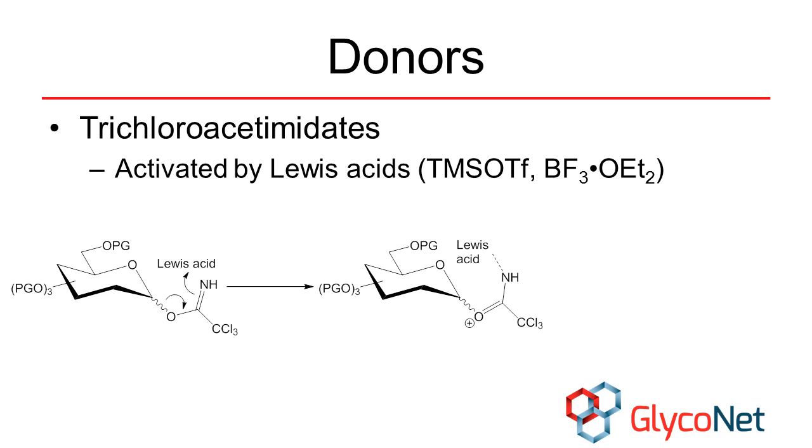Trichloroacetimidates are a third class of versatile and commonly used donors. They can be activated by Lewis acids, such as TMS triflate and boron trifluoride diethyl etherate. Trichloroacetamide is released during the reaction, which may react with electrophilic intermediates to give glycosyl amide byproducts. Trichloroacetimidates are prepared by reacting the reducing sugar with trichloroacetonitrile under basic conditions. Depending upon the base used, different anomers can be obtained.